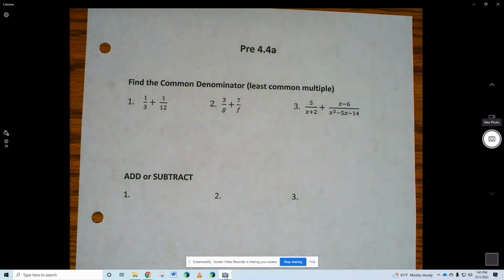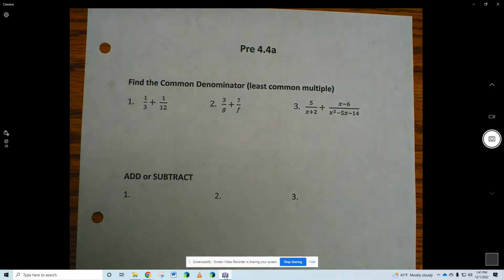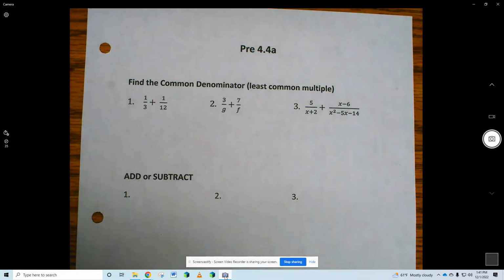All right, so we are doing chapter 4, lesson 4, and our main topic is fractions. And these fractions are going to have x's, x squareds, normal numbers, plus signs, minus signs. What we really need to focus on is finding common denominators and then changing the numerators.